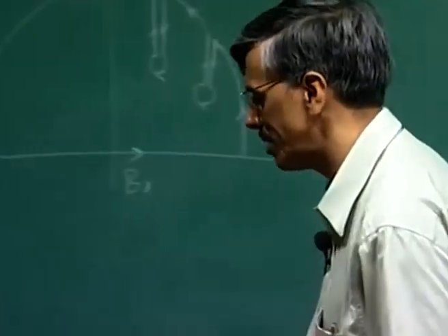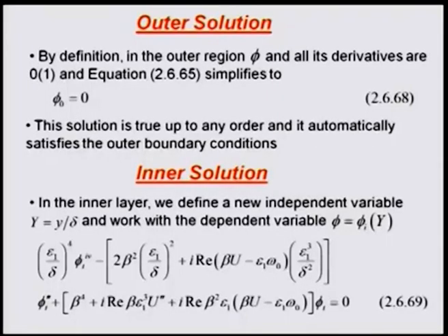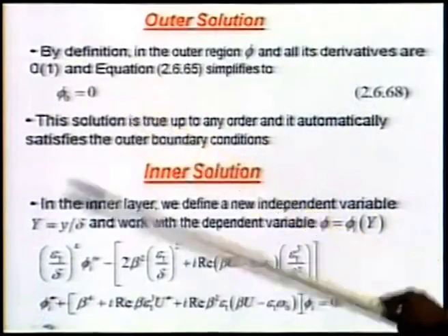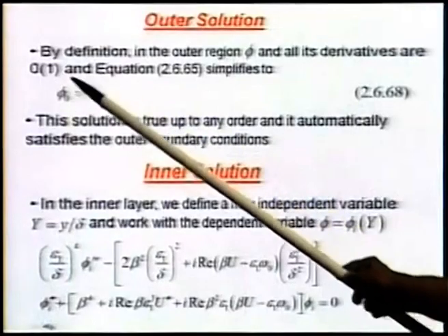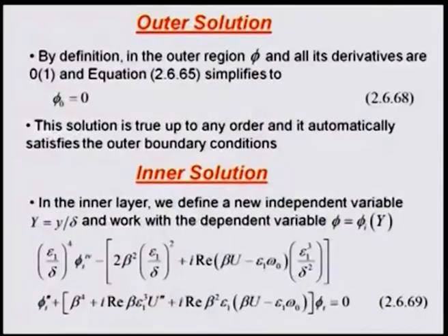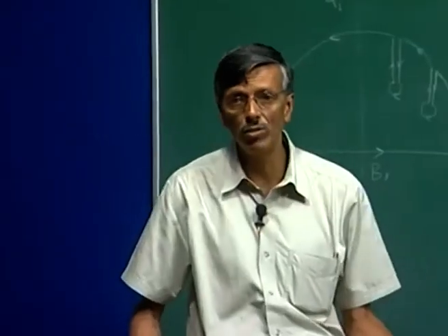So if I am doing that, I should have a two layer structure at least. One should be the outer layer, another will be the inner layer. In the outer part, by definition, all the quantities of any order of phi would be of the same order 1, and that brings out the solution to be equal to 0. So this is quite a revealing solution, that we don't have to do much in terms of fixing the outer solution itself. It's a trivial solution. However, the inner solution is quite rich.